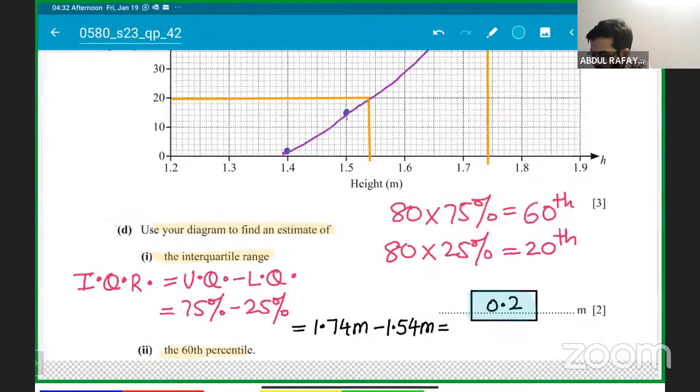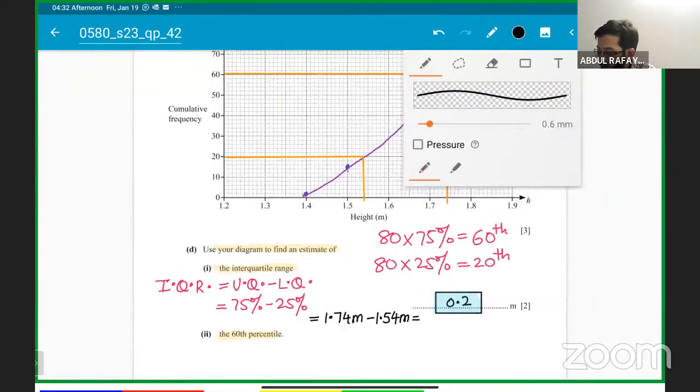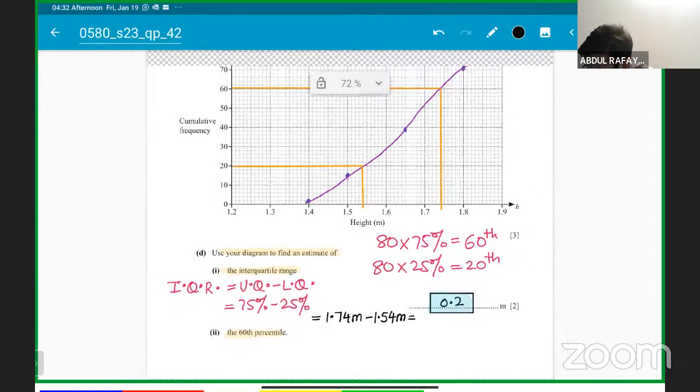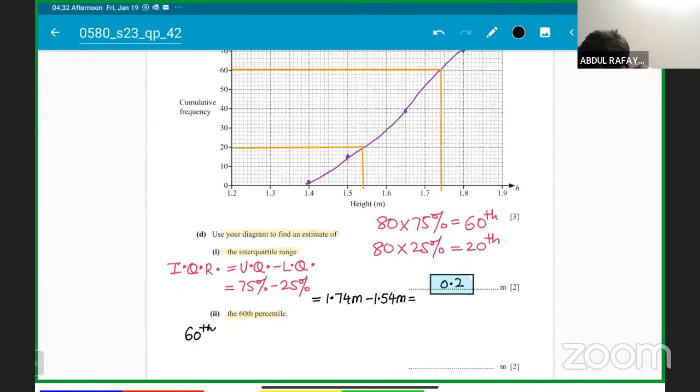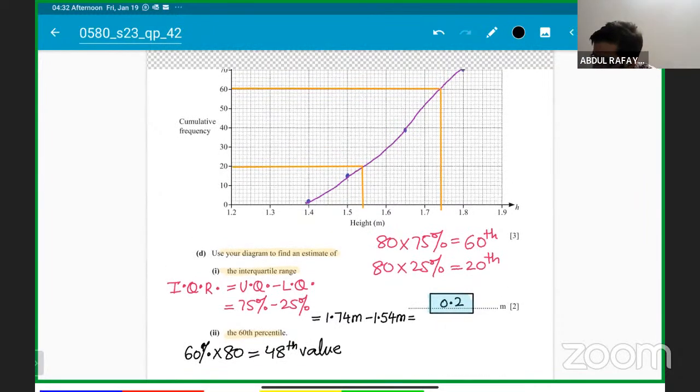Got it, everyone clear? Okay, then we have to do the 60th percentile. So how will you find the 60th percentile? It's 60% of the data. 80 children are there, so 60% of the data is basically 48 children, 48 value. So you'll have to go to 48 and work that out.